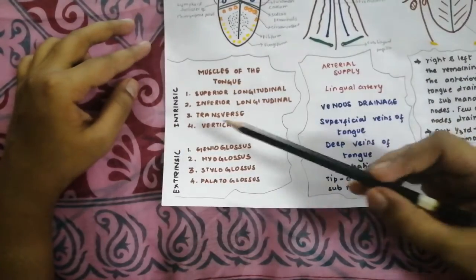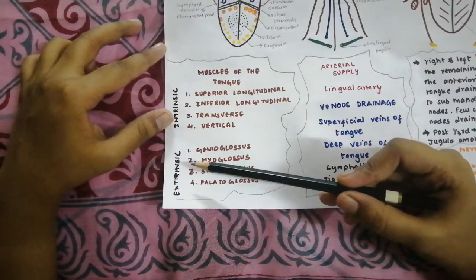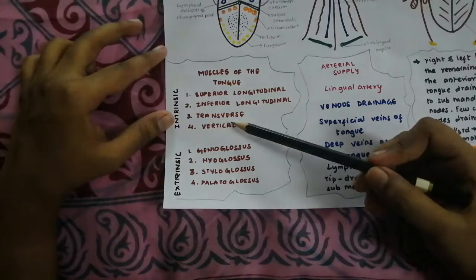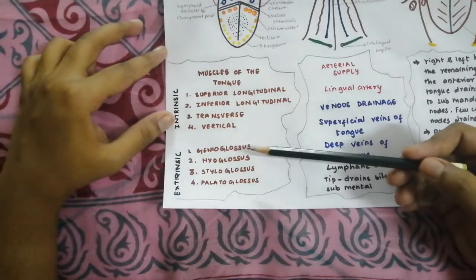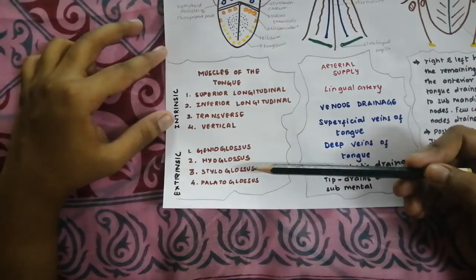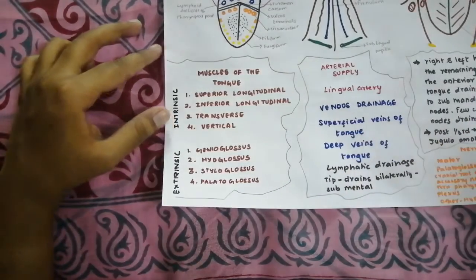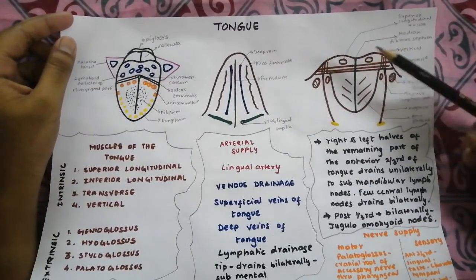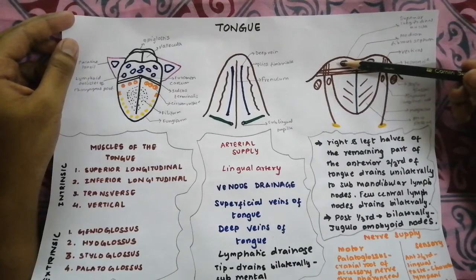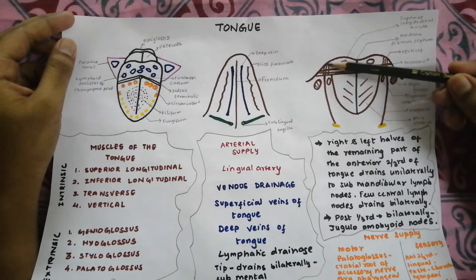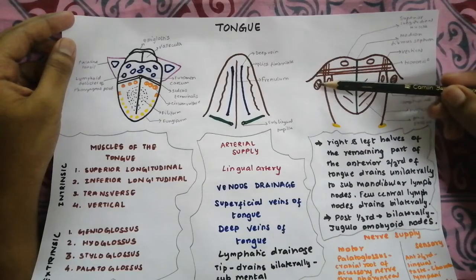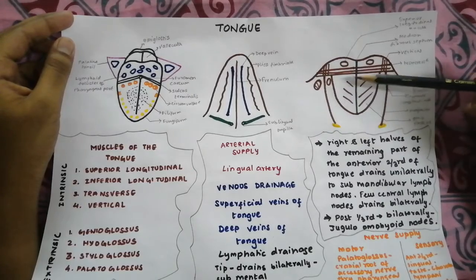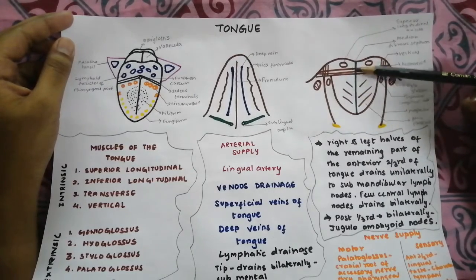Muscles of the tongue. It has intrinsic muscles and extrinsic muscles. Intrinsic muscles are superior longitudinal, inferior longitudinal, transverse and vertical. And extrinsic muscles are genioglossus, hyoglossus, styloglossus and palatoglossus. Now let us get oriented to these muscles in this diagram. So this is superior longitudinal, this is inferior longitudinal, this is vertical muscle, transverse muscle, this is your styloglossus, this is your hyoglossus, your hyoid bone, this is your genioglossus and this is your septum, median septum.